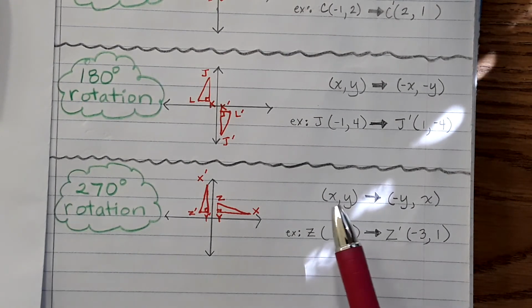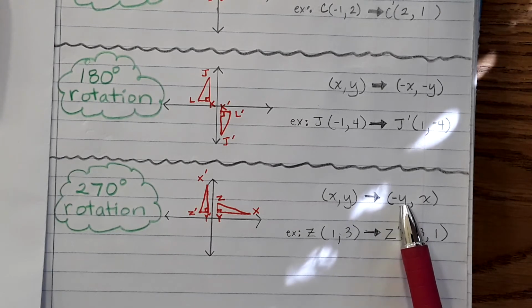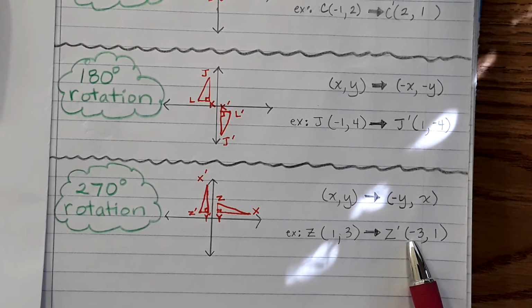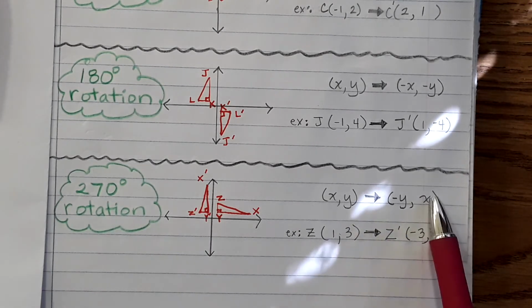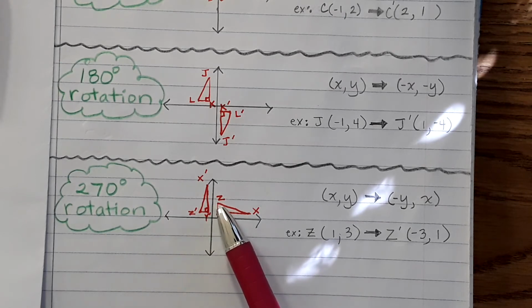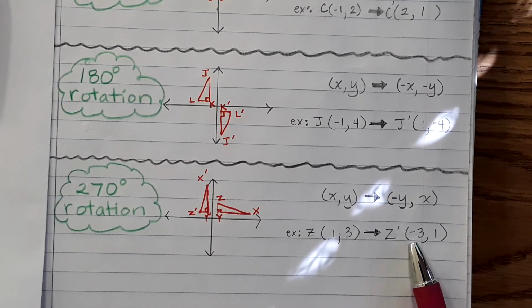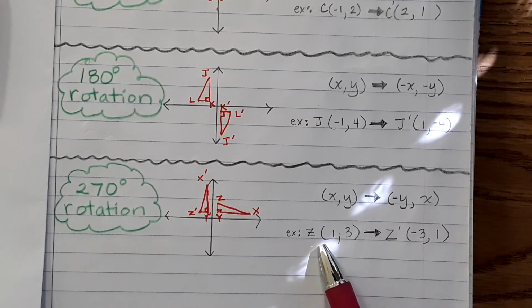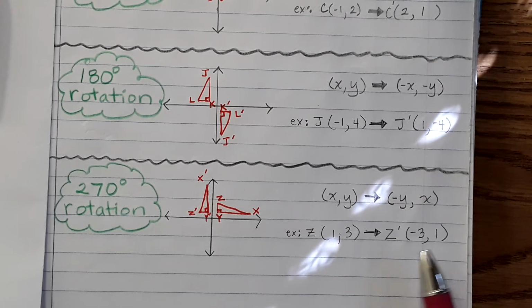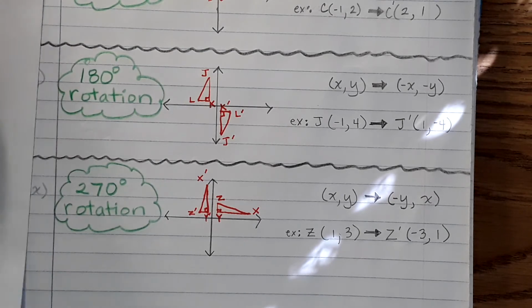But here is the pattern. I take my ordered pair, and I have the opposite of the y value first, and then the x value second. So here's the example with the vertex Z. Originally it is (1, 3), but I take the opposite of y. If y is 3, the opposite is negative 3. And then I take x. So right in this position, and these are my new x and y coordinates.